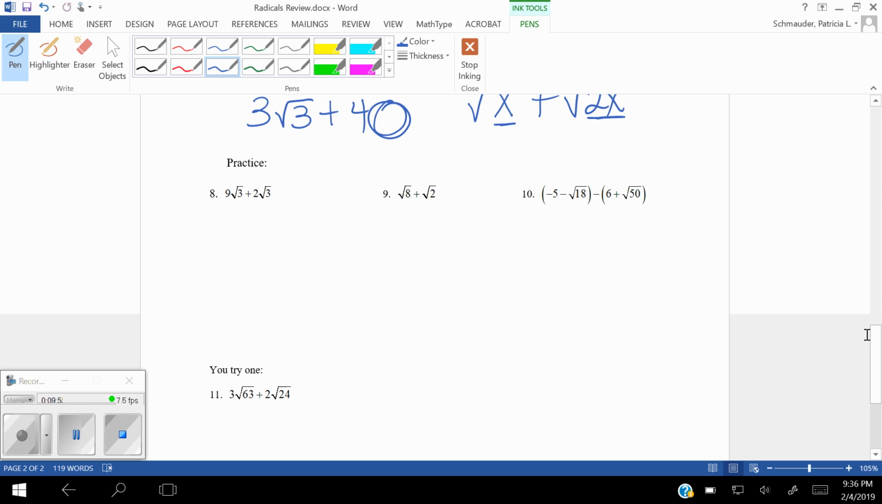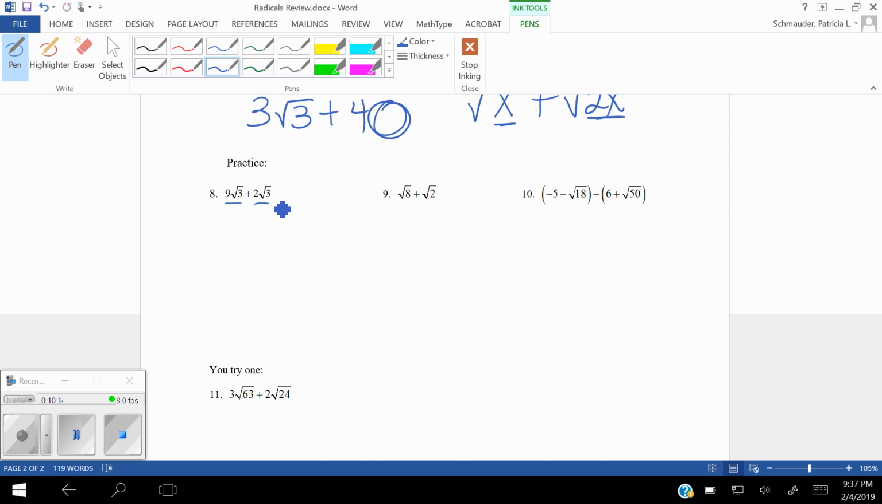What do we got here? 9 times the square root of 3 plus 2 times the square root of 3. Definitely like radicals, because both numbers have a coefficient, and then we have the same radical, same root, which is 2, same radicand, which is 3 under there.